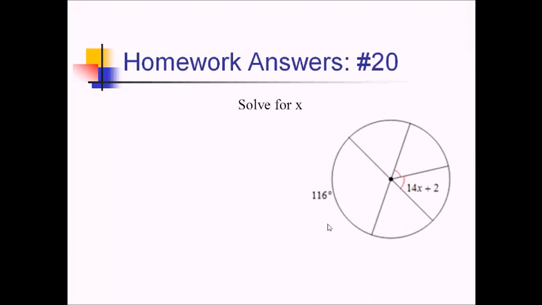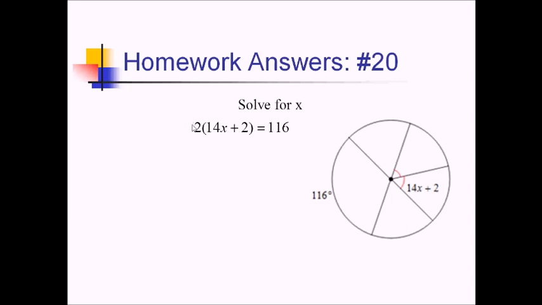For number 20, we're trying to solve for this x value in here. The key on this one is realizing that this 116 degree arc, its central angle here, is vertical with the combination of these two central angles. Now these angles are both the same, which is what this little arc symbol in here is telling us. So that means that this central angle up here has to be 14x plus 2 as well. So if we do 2 times 14x plus 2, that whole angle has to equal this whole angle, which is to say it has to equal 116.